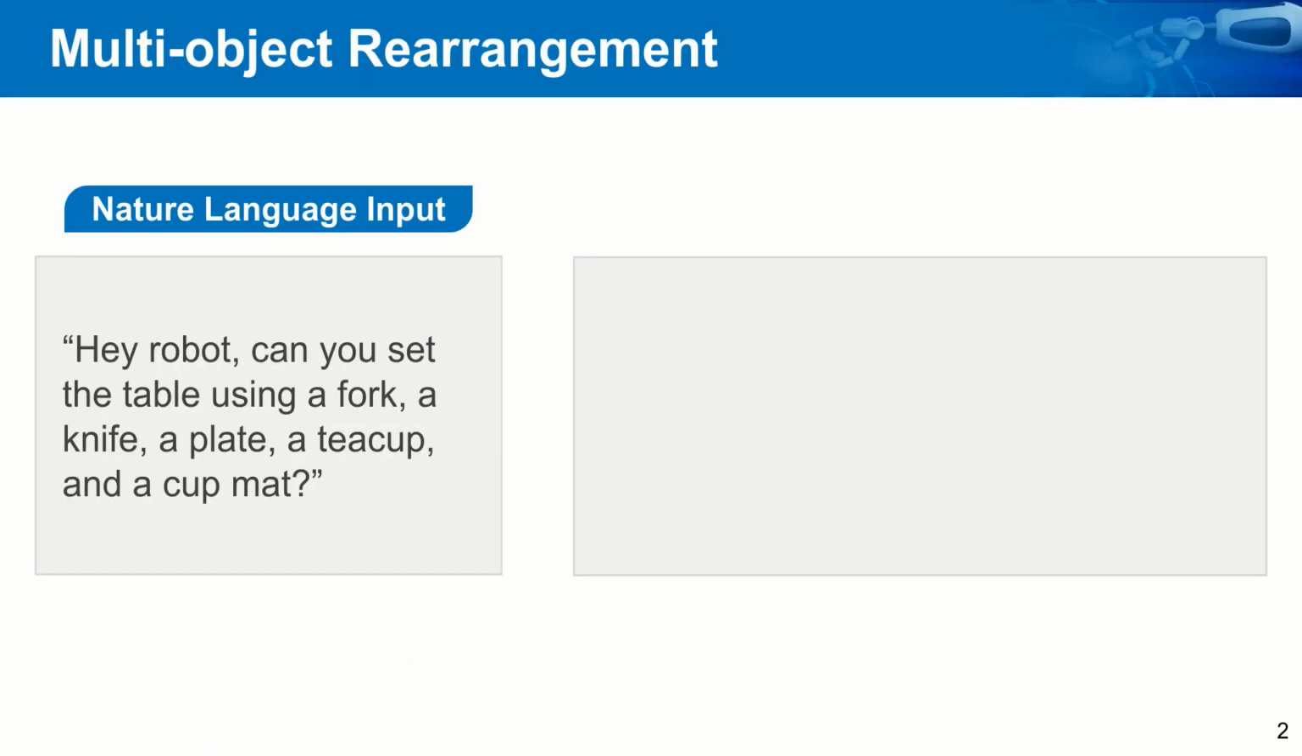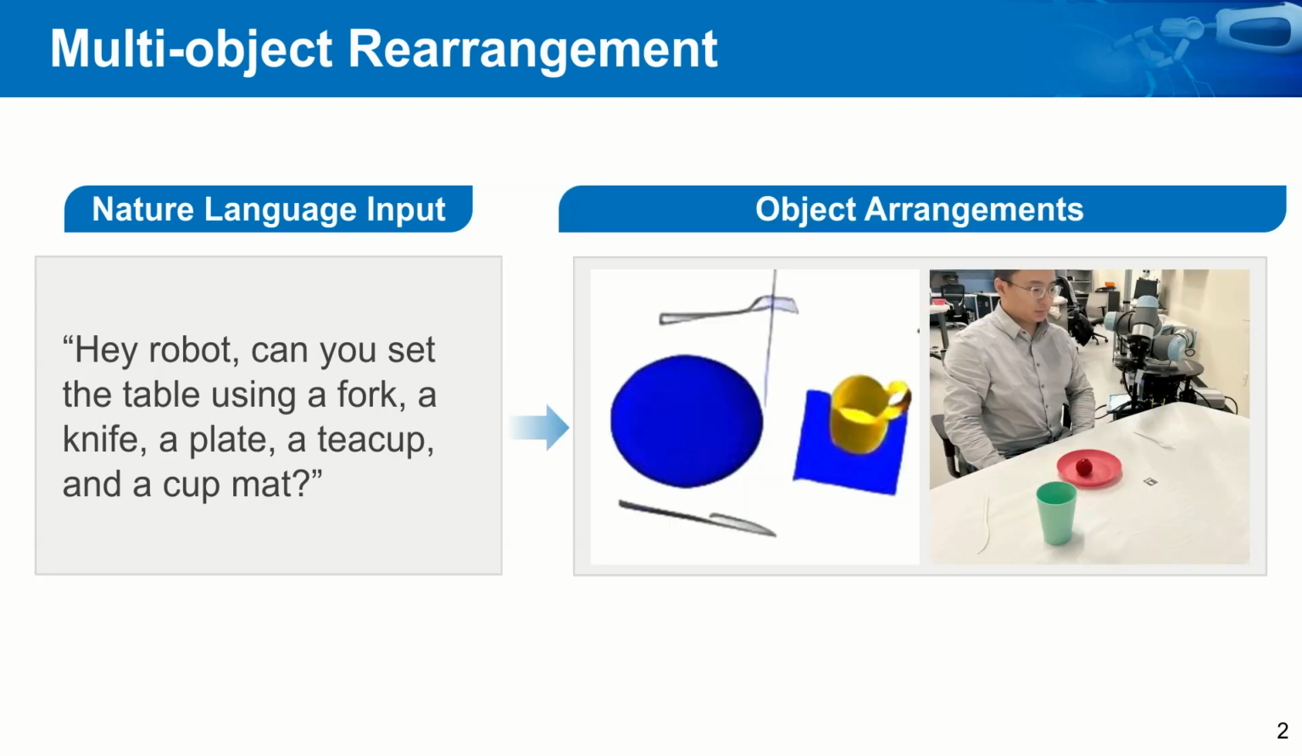Multi-object rearrangement is a very important task for service robots, such as setting tables, organizing bookshelves, or loading dishwashers. Let's consider a scenario. A human may say, "Hey robot, can you set the table with a fork, a knife, a plate, a teacup, and a cup mat?" The request contains only a task name and some object names. The robot needs to understand these natural language instructions and execute them.